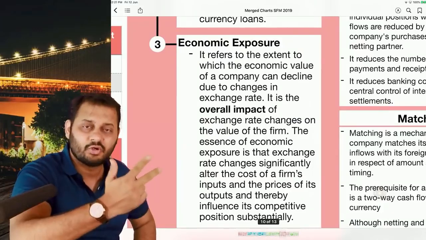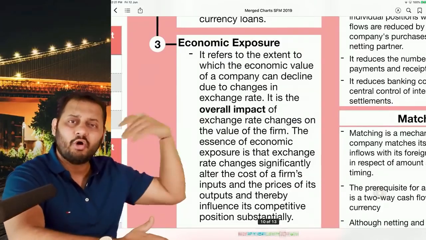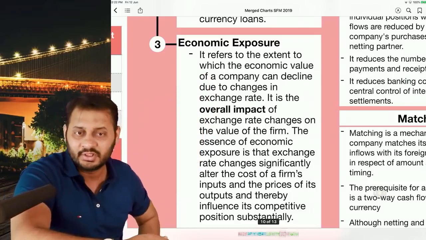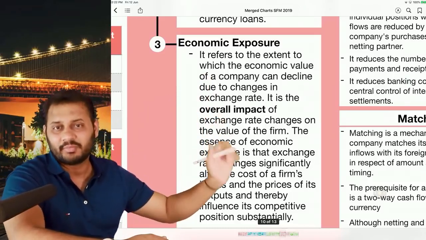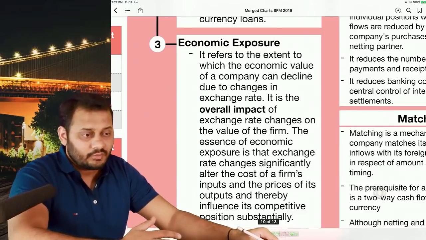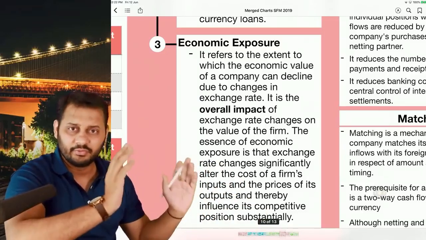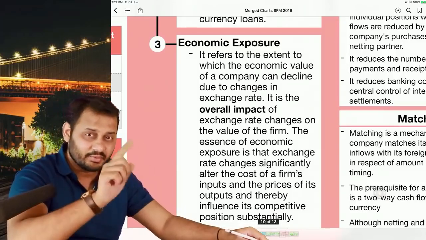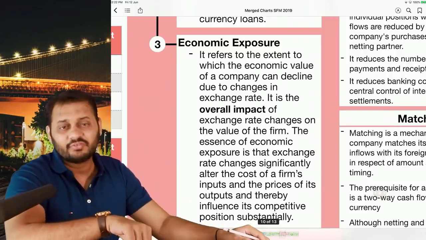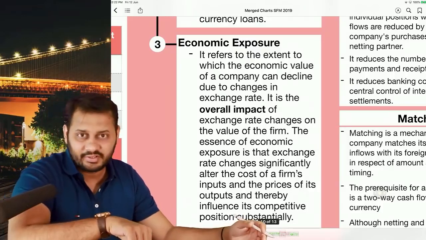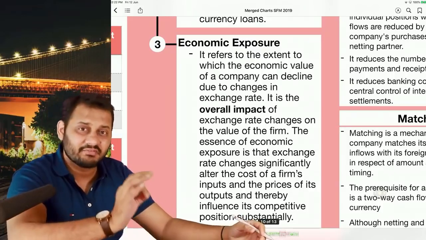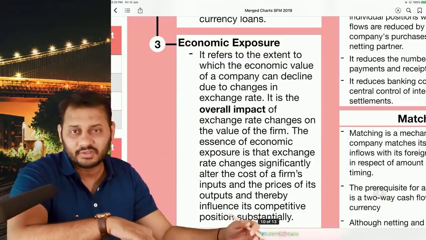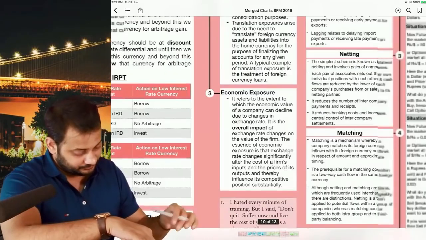Then comes economic exposure, or we can say business exposure or operating exposure. Economic, business, operating, whatever it is. It considers all types of risk. Even the transaction risk is also included in economic exposure. This says overall impact. So profit or loss due to difference between two dates, profit or loss due to increase or decrease in demand. If you remember, there was one question, because of the change in spot rate, the demand increased by 17 units, and that's why we had a profit of business exposure.